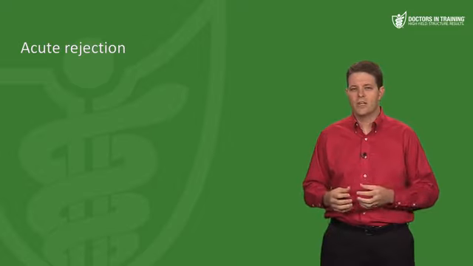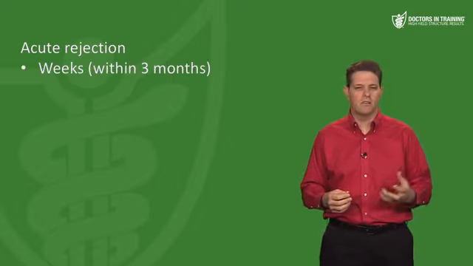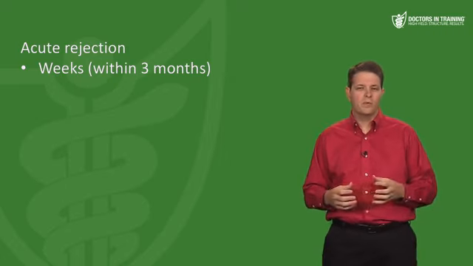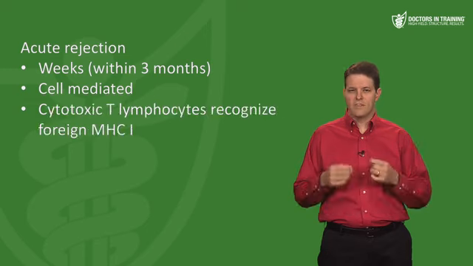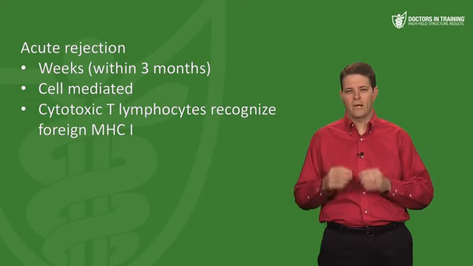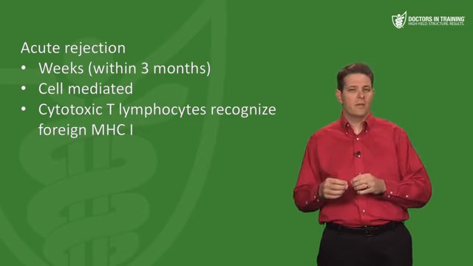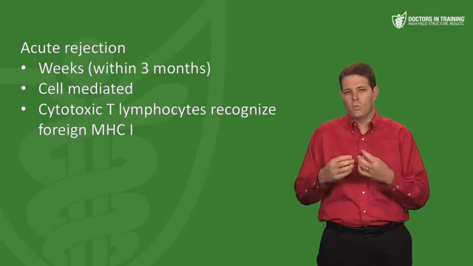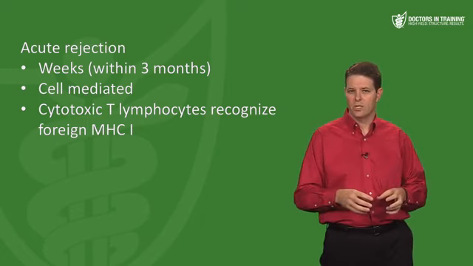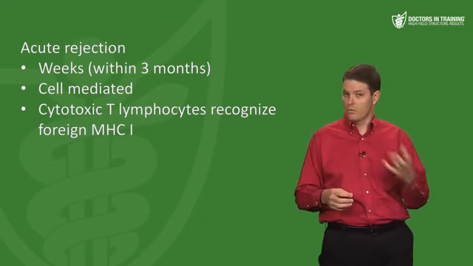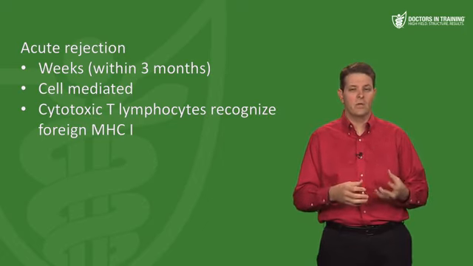Now, acute rejection takes longer than hyperacute rejection. Acute rejection occurs within weeks, not within minutes or hours, usually within the first 3 months. And this is cell-mediated. So cytotoxic T lymphocytes are recognizing that graft tissue as being foreign. In other words, the transplanted cells have foreign MHC1 molecules, so the T cells start attacking and killing the transplanted tissue. So to prevent this, or to reverse it, you give immunosuppressants, which will suppress that cell-mediated immunity.